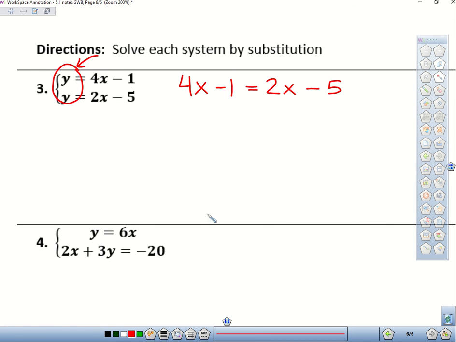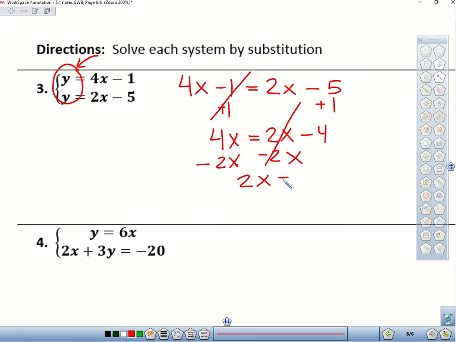Once you do that, you're just going to solve for x, however you need to do so. So I'm going to do that by adding 1 to both sides. That gives me 4x equals 2x minus 4. My goal is to then get x to one side and get all my numbers to another side, okay? So I'm going to subtract 2x on both sides, which will get all the x's to the other side. This cancels out, and I'm left with 2x is equal to negative 4. And then what's my last step to solve for x? You divide. Good, divide by 2 on both sides, which gives me x equals what?